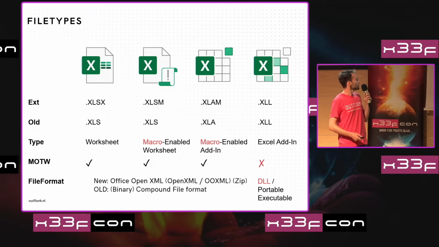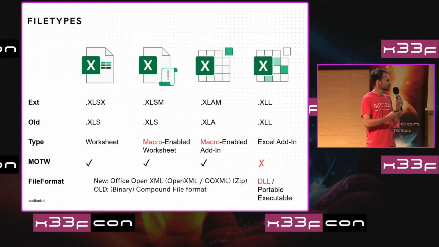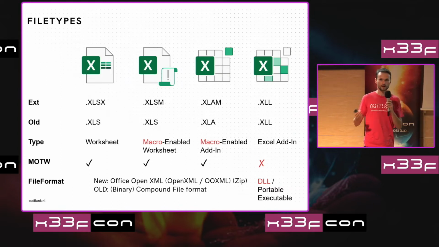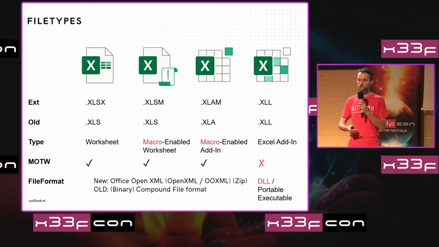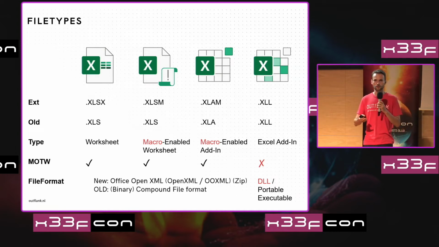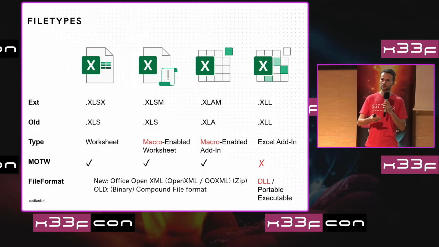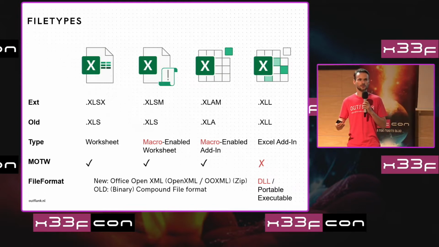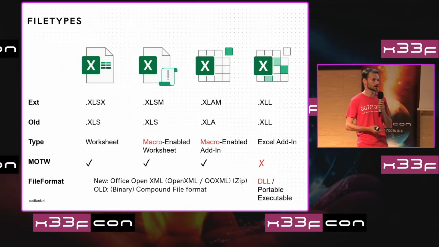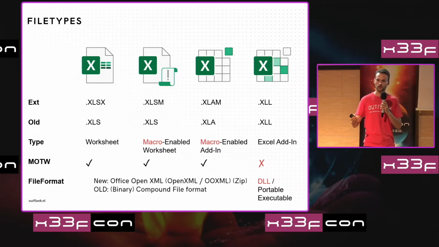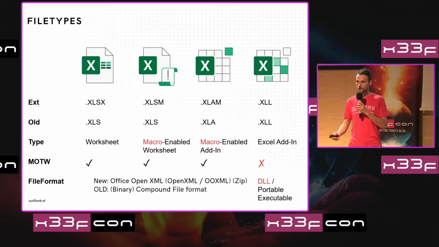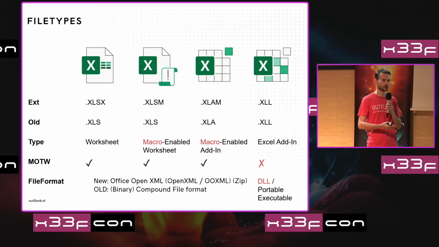So what is this XLL? This XLL is actually a DLL, a portable executable. An XLL can only be loaded if it has the same bitness as your host process. So if you have a 64-bit Excel version running, then you also need to phish your target with a 64-bit XLL. Likewise, if your target has a 32-bit Office, then you need to phish with a 32-bit XLL.